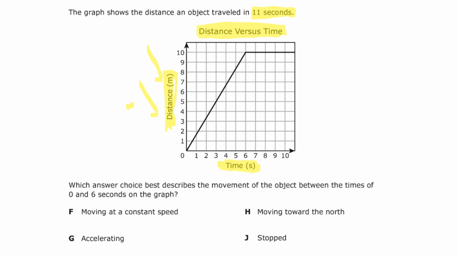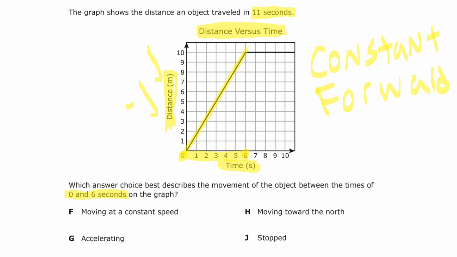Which answer choice best describes the movement of the object between the times of 0 to 6 seconds? So we're looking for a time interval. So we're looking at x from 0 to 6 on x, which is this section right here. Well, what does it do? Well, I just taught you that, okay? So is it a straight line? Yes, so that's constant, okay? Is it positive? Yes, so that's forward motion, okay? And yeah, I guess that's really all we need to know, right?